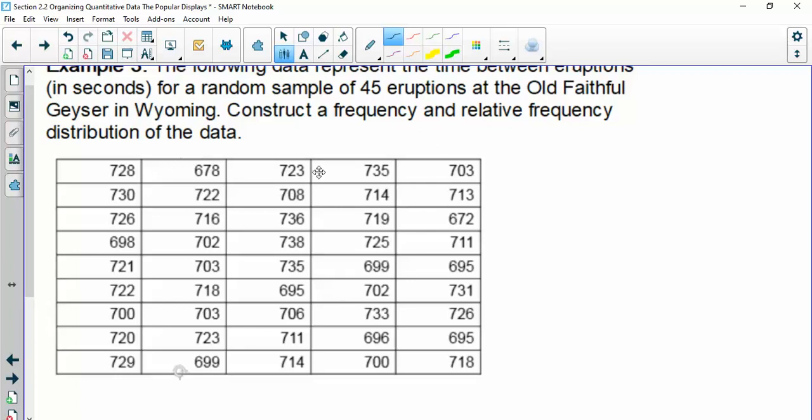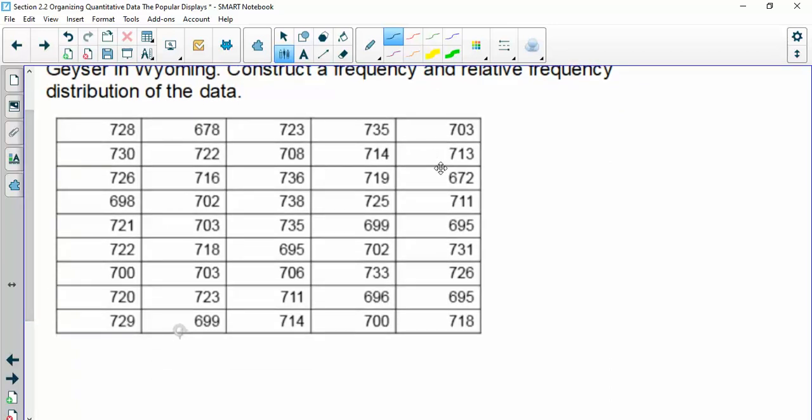Okay, so here, this isn't continuous because it's all rounded to the nearest whole second, but we have a lot of different points. There's 45 different points. Do we have a lot of repeat values? No. So if we just have 45 points with a height of 1, that really doesn't show us much. So this might be a case where we want classes to group some of our data together. So let's look, what is our lowest value?